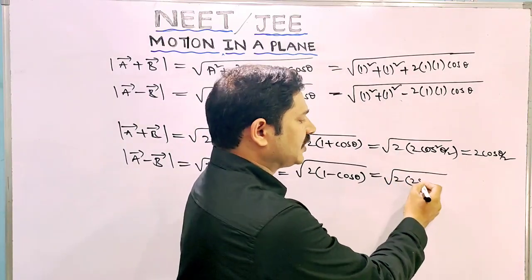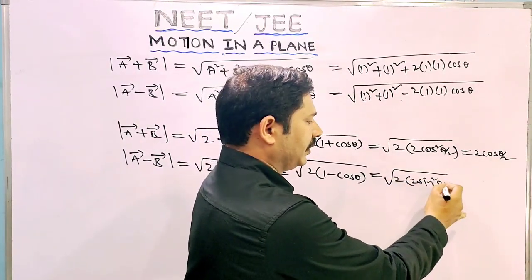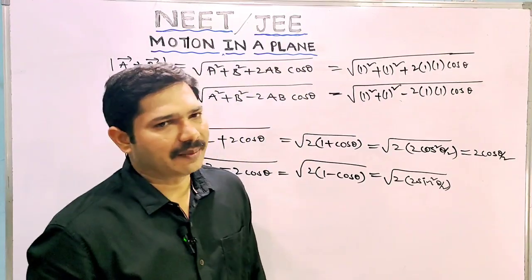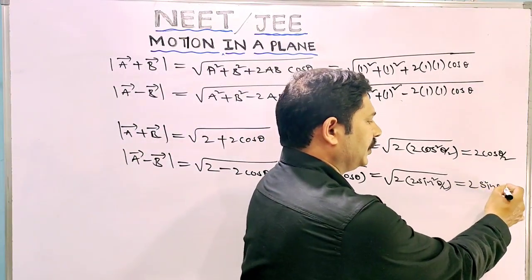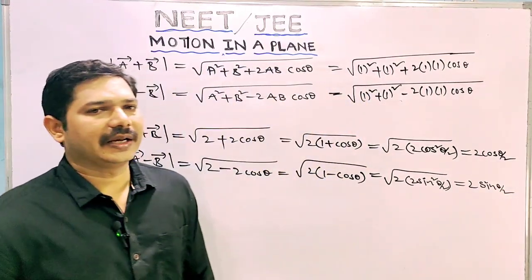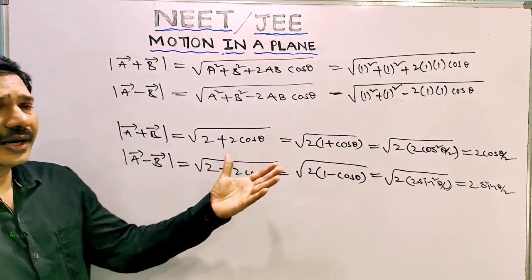2 sin square theta by 2. 2 sin square theta by 2. Here 2 right outside, 2 sin theta by 2. 2 sin theta by 2. Now we got the relation.